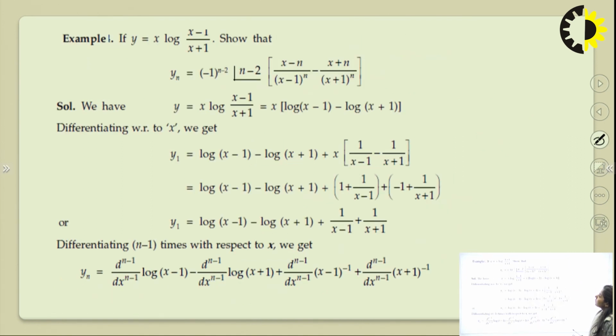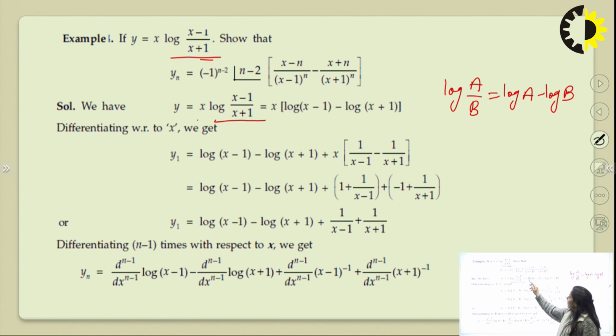Now similarly we can find the nth derivative of this function. Firstly we will convert this function into a standard form, and to write it in a standard form, firstly we will apply the logarithmic property log a upon b, which is equal to log a minus log b. So log a minus log b. Now this is not in the standard form.